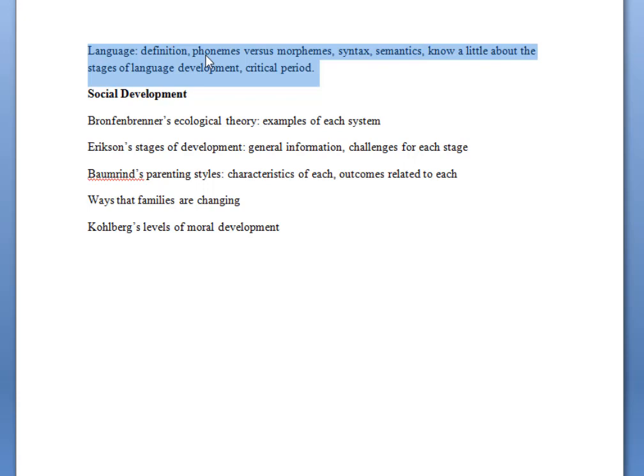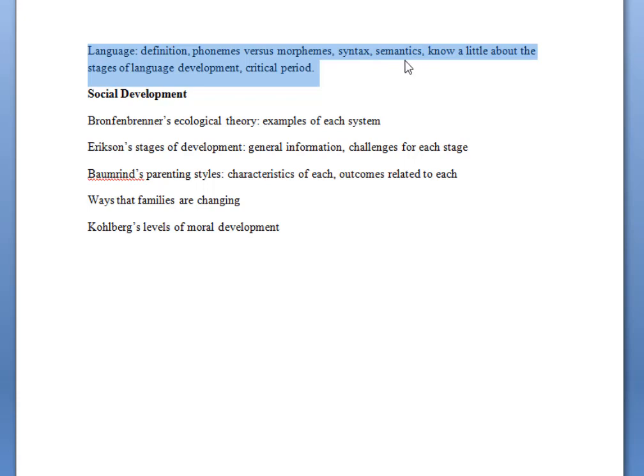And once you combine enough sounds together, we get a morpheme, where we actually have a unit of speech that has meaning. So, for example, a word would be a morpheme. Now, we talked about syntax and semantics, about how syntax refers to the rules of language, semantics refers to the meaning of language.